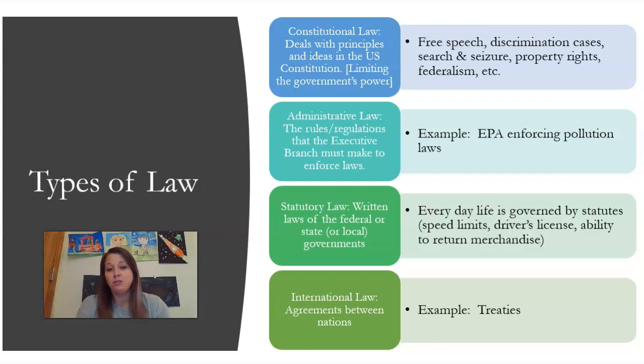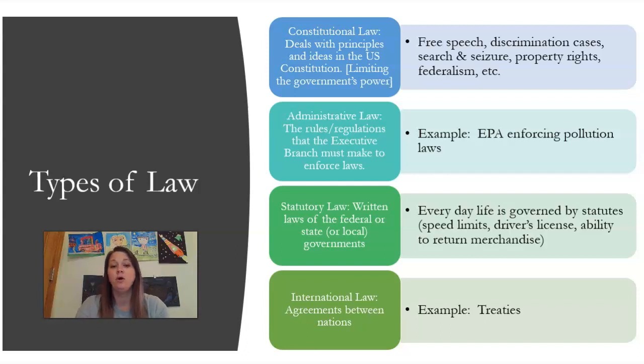Then the third one, you have statutory law. We just covered what statutory law means. Do you remember? I hope so, because it's there on your screen. It means written law. Now, statutory laws are federal, state, or local government laws. And these are things that will govern your everyday life. Speed limits, driver's license, the ability to return merchandise to a store. These are laws or codes that govern our daily lives on a variety of levels, again, local, state, or federal.